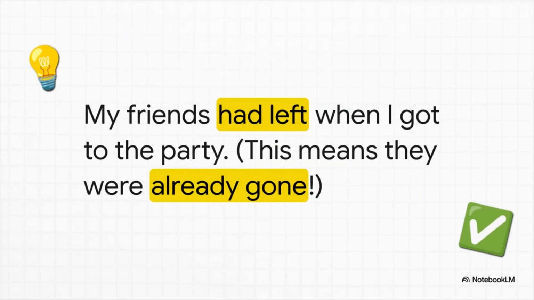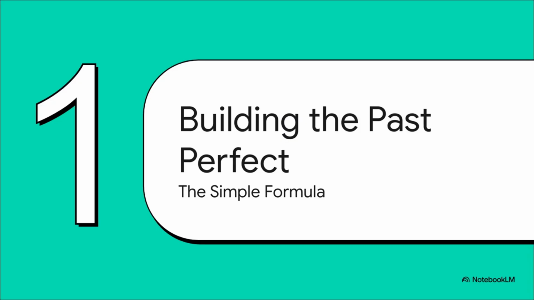So let's go back and solve our little puzzle. Using the past perfect, the sentence becomes, "My friends had left when I got to the party." See? Crystal clear. This tells us, without a doubt, that my friends were already gone. I probably walked into an empty room. Problem solved. Okay, so now we get why we need it.